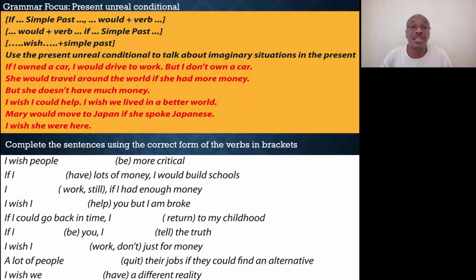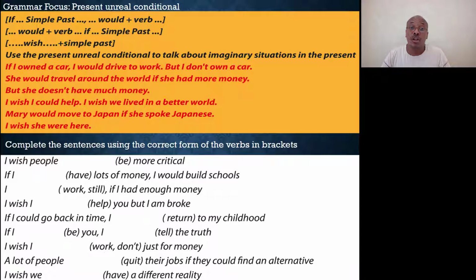Grammar focus: present unreal conditional. Well, last week we looked at the present real conditional, and today let's look at how we can talk about imaginary situations in the present. So we have an if clause and a main clause, and in the if clause, simple past. In the main clause, would, could, might plus the base form of the verb. We can also use wish plus simple past to express our present wishes. So let's look at some of these examples.